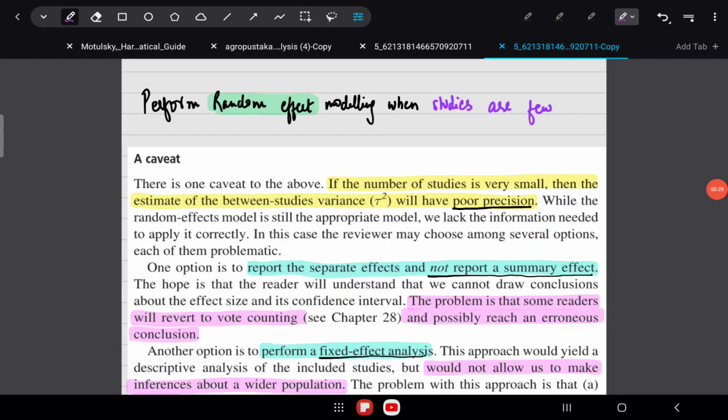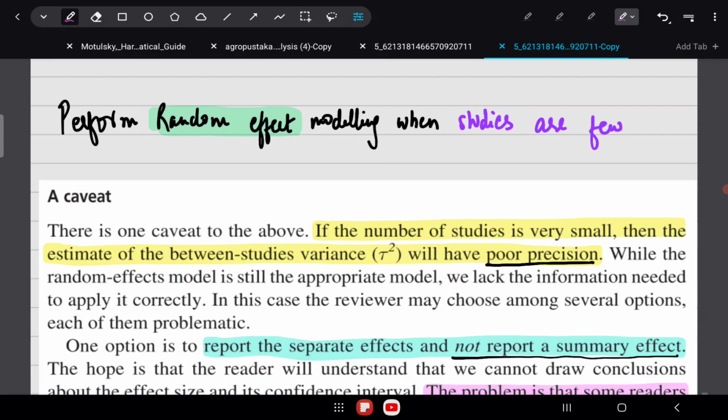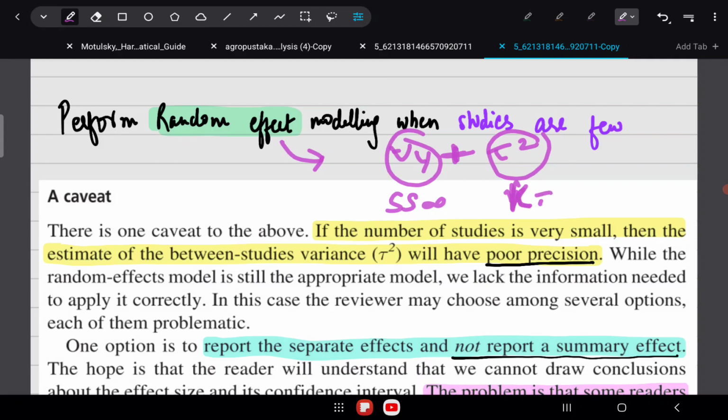Now we come to one problem that we encounter when we decide to do random effect modeling. As I've told you, in random effect modeling, within study variance is important, but we also have to account for between study variance, right? And I told you this within study variance will approximate 0 when the sample size approaches infinity. But to minimize the between study variance, you need a lot of studies. It will approach 0 only when the number of studies, k, approaches infinity.